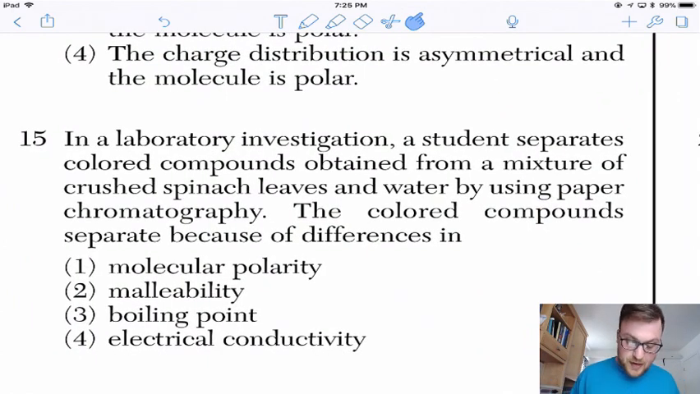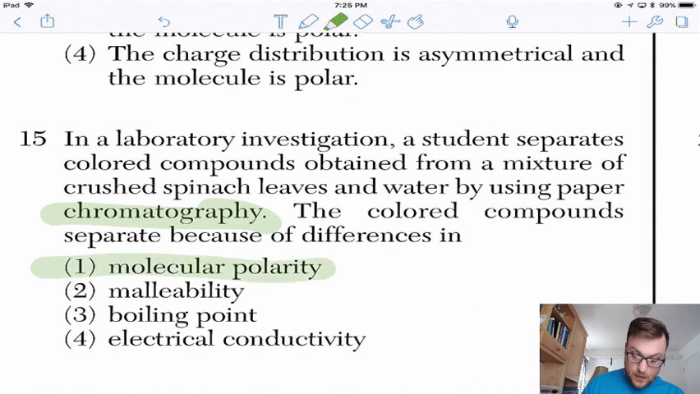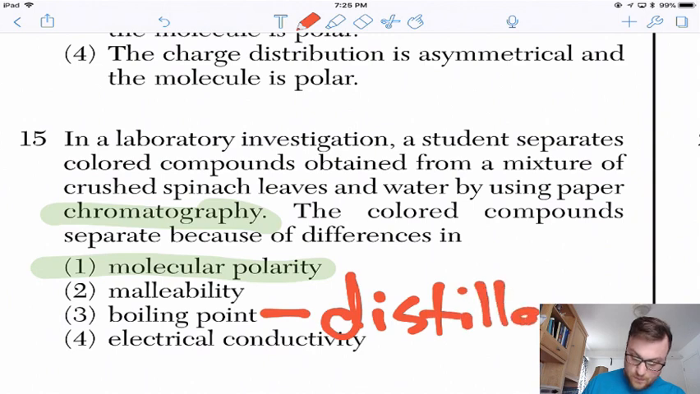In a laboratory investigation, a student separates color compounds obtained from a mixture of crushed spinach leaves and water by using paper chromatography. The colored compounds separate because of the differences in... chromatography. This is kind of a word association. When you see chromatography, you should say to yourself, polarity. Boiling point is distillation. That's the other common one they like to ask about.